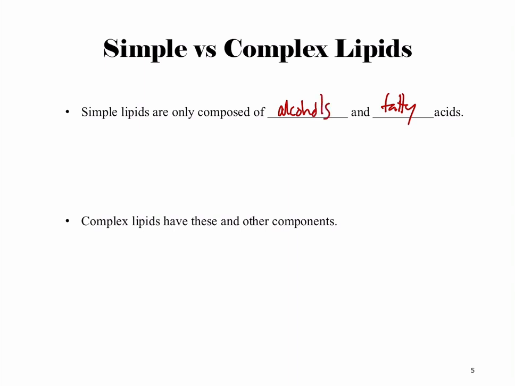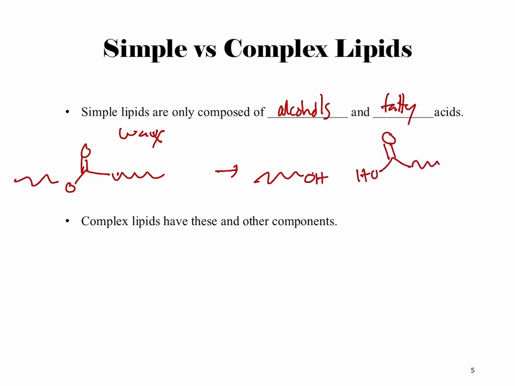Right? So if we have a simple lipid, for example, this is going to be an example of a wax here. It's an ester, which if we were to hydrolyze that, we would get a long chain alcohol and a carboxylic acid. I'm just drawing the squiggly lines here to represent the R groups. I don't feel like drawing all of them out. Complex lipids may have other more complicated components.